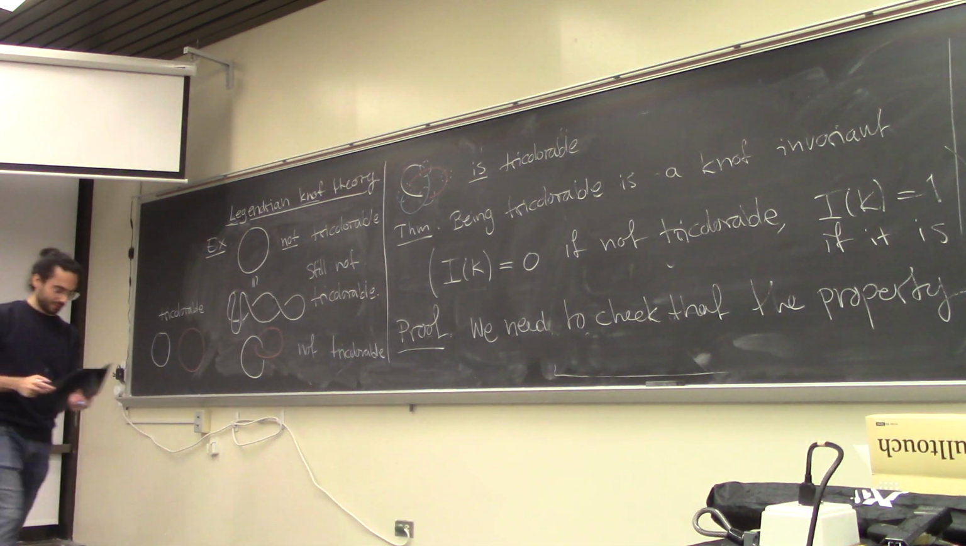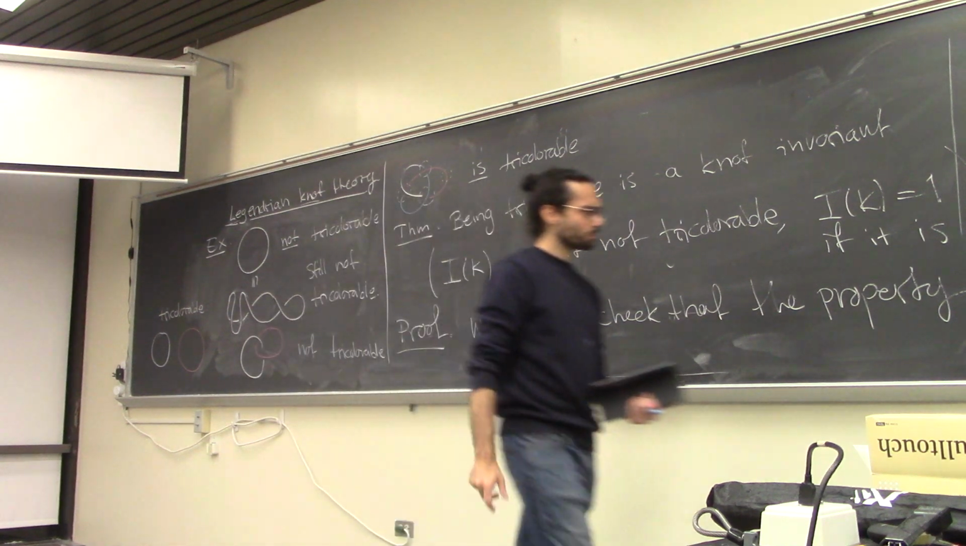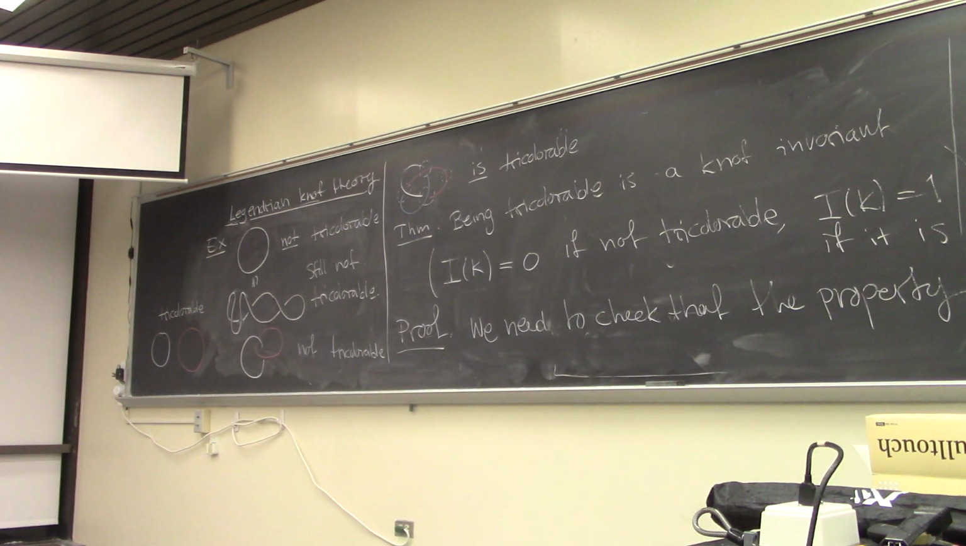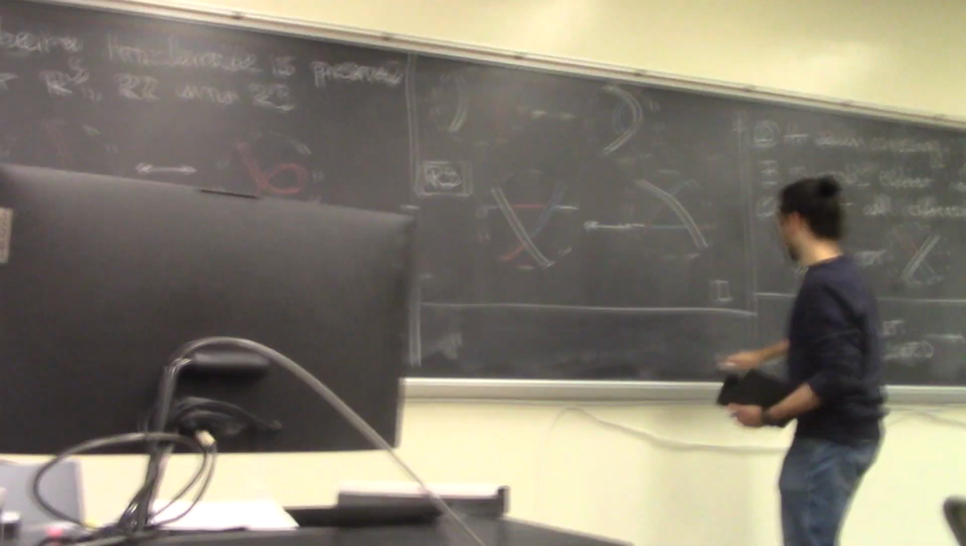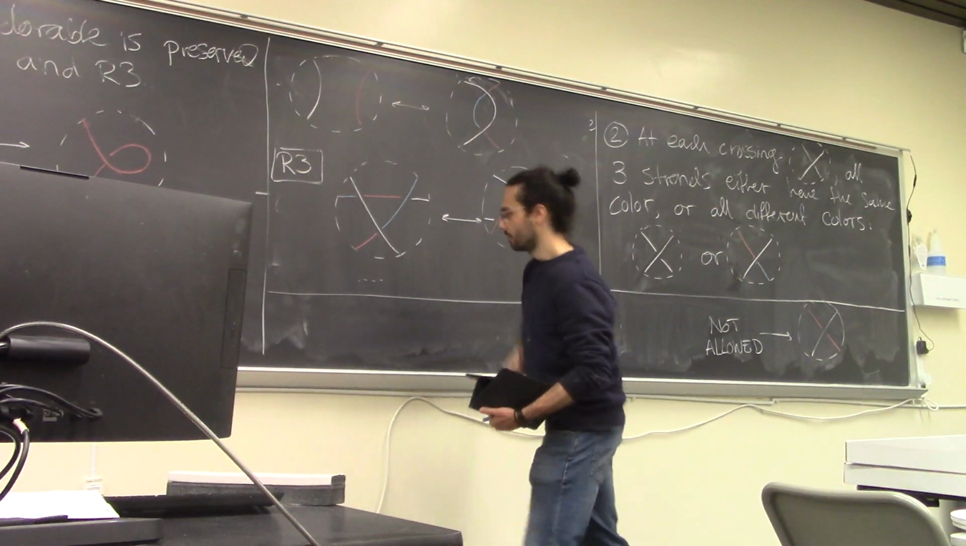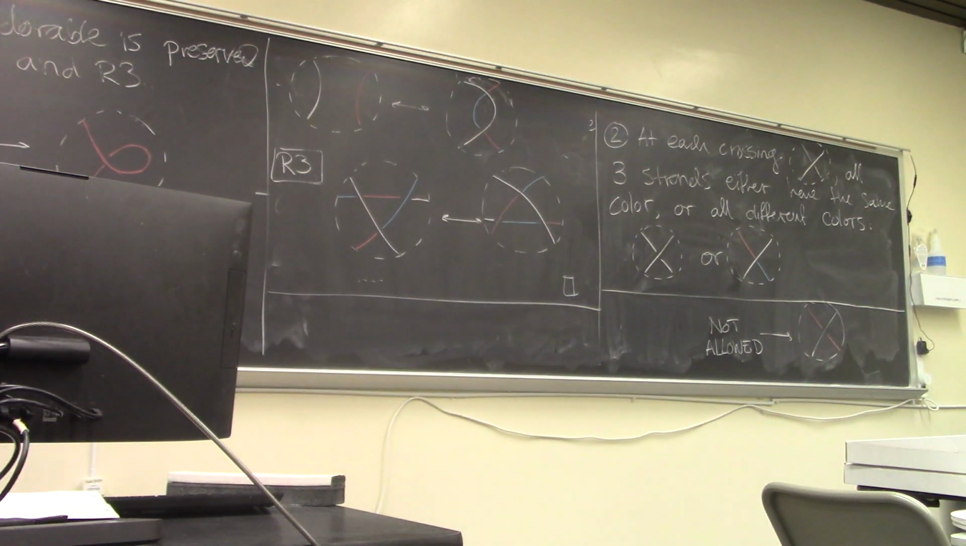Okay, not enough. Try to find another. Okay, but with this theorem now, we can draw a bunch of conclusions from these pictures, right? We have shown that being tricolorable is a knot invariant, which means that if we can find two knots so that one is tricolorable and one is not, it means that the knots cannot be the same.